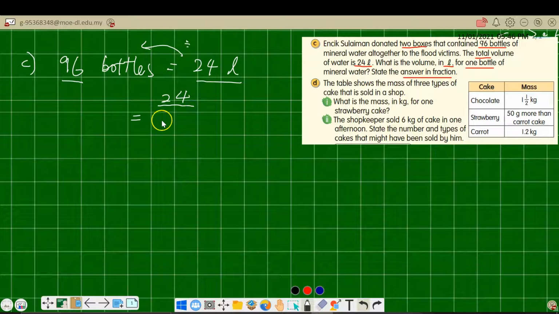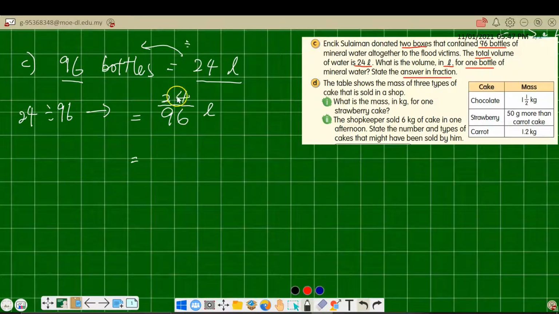24 over 96. Okay, because it's the same here. 24 divided by 96 is the same as 24 over 96. Because the question asking of fraction, so we straight away put it in fraction, and then we simplify it.